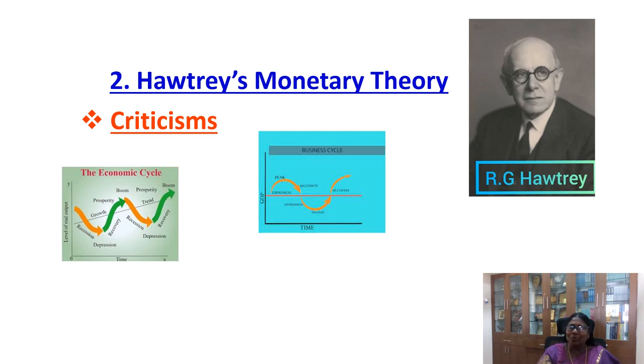Hawtrey's theory is considered to be an incomplete theory, as it does not take into account the non-monetary factors which cause trade cycles. It is wrong to say that banks alone cause business cycle. Credit expansion and contraction do not lead to boom and depression, but they are accentuated by bank credit. The theory exaggerates the importance of bank credit as a means of financing development. In recent years, all firms resort to ploughing back of profits for expansion. Mere contraction of bank credit will not lead to depression.